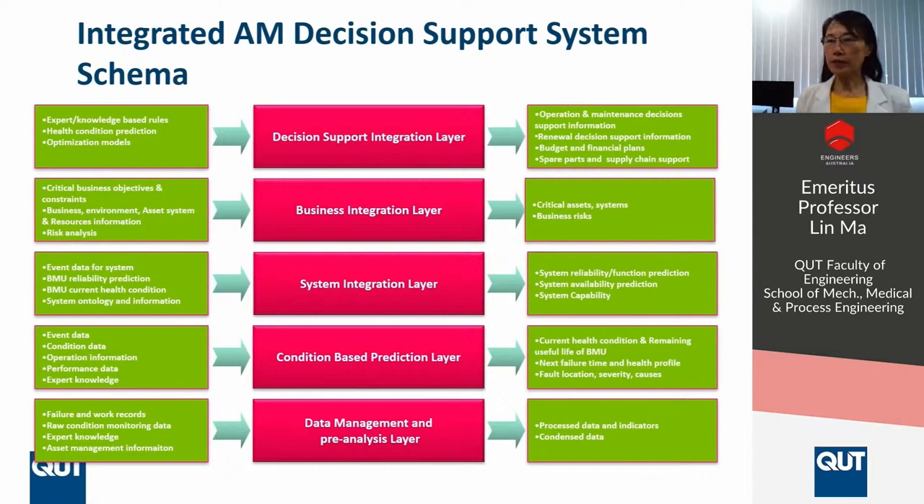And then you have the condition-based prediction layer. That is when you have condition information like condition monitoring and other information regarding your asset, especially at the base, we call that the base maintenance unit, which is a component level. And then you can have condition-based prediction for those units. And then you have to go up to system integration to look at how the system is working for your business.